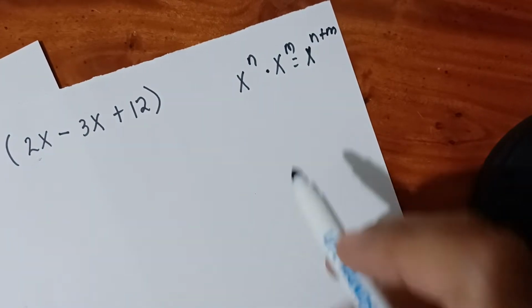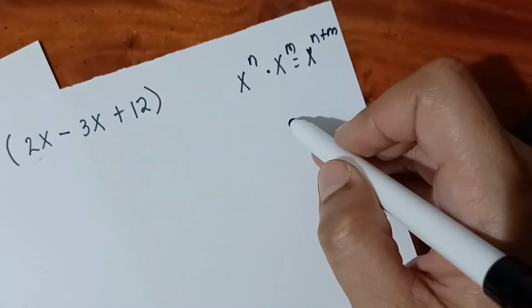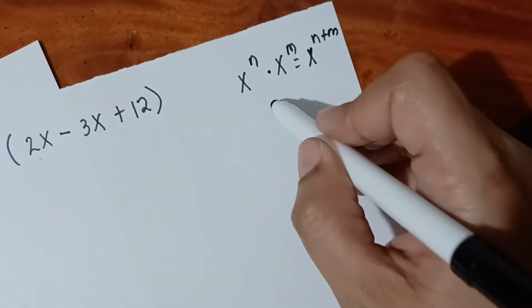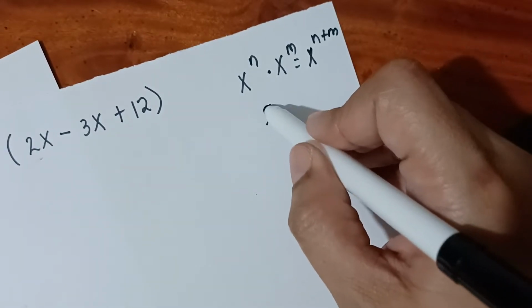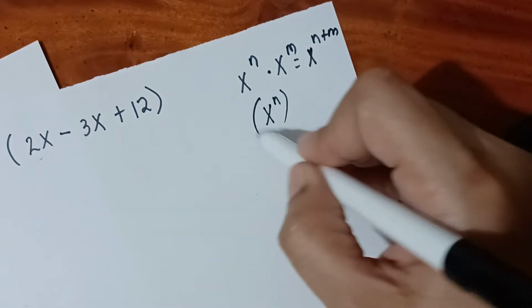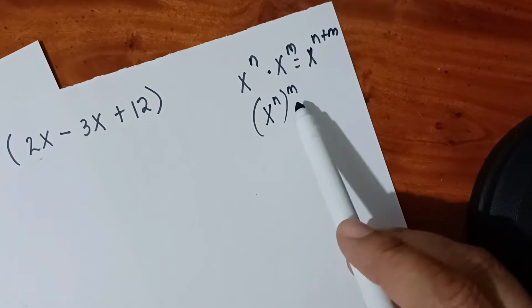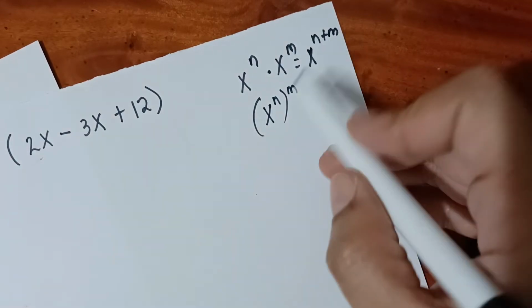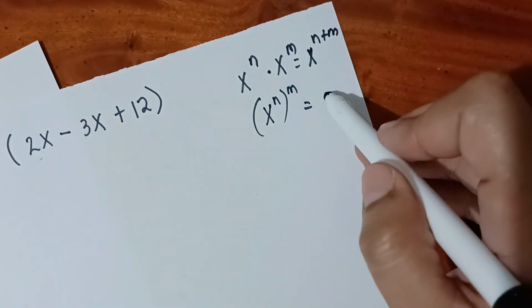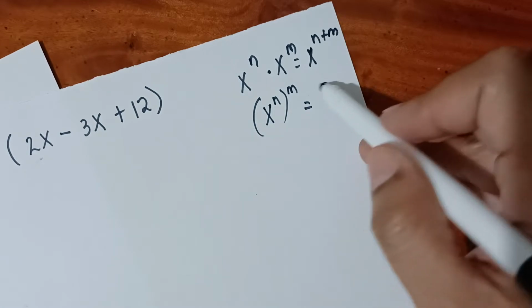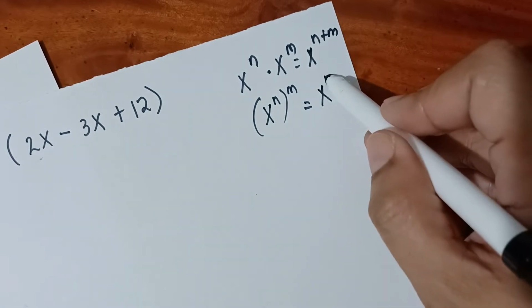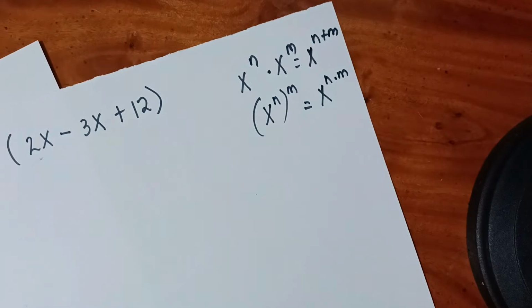Next, when you have double exponent, a power and another power. So x raised to the n power, raised to the m power. So tawag dito double exponent. So what do we do with the exponent pag ganito? Ang ginagawa natin, we are multiplying the exponent. So x to the n times m.